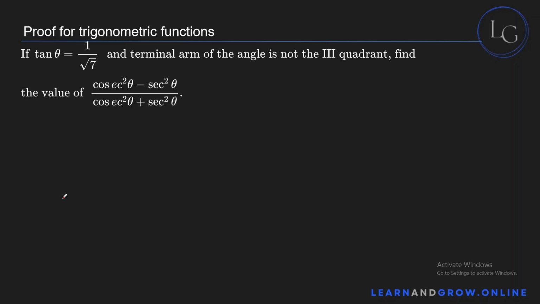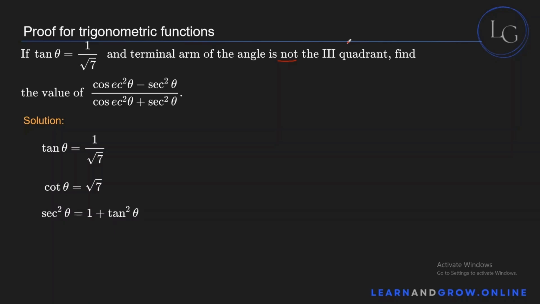So the third quadrant, remember in the third quadrant, the value of tan theta is positive. Only the value of tan theta is positive. Other functions are not. So it cannot lie in the third quadrant. So let's see, tan theta is equal to 1 by under root 7. So obviously cotangent theta is the reciprocal of tan theta, which means that cotangent theta is under root 7.